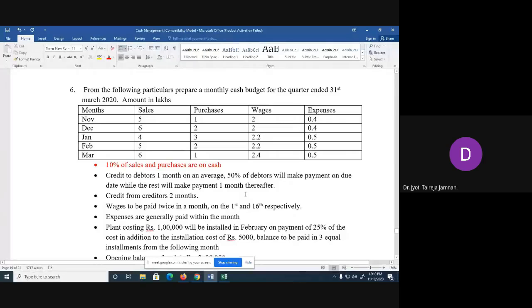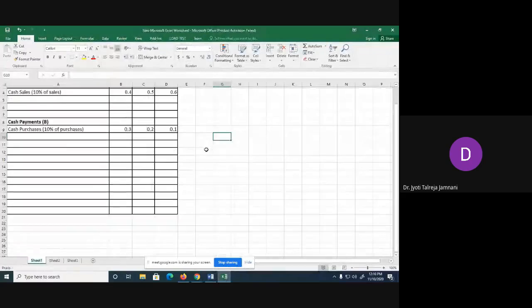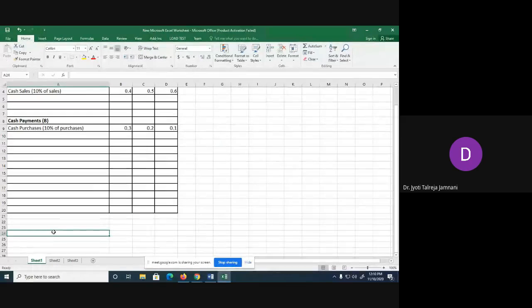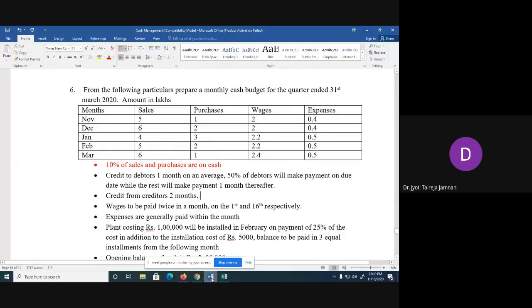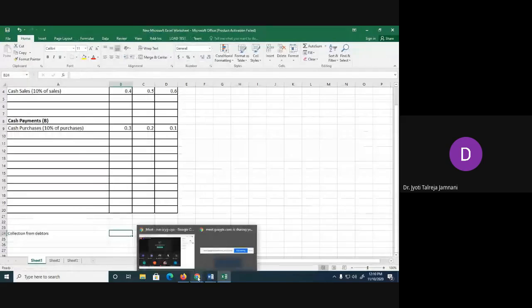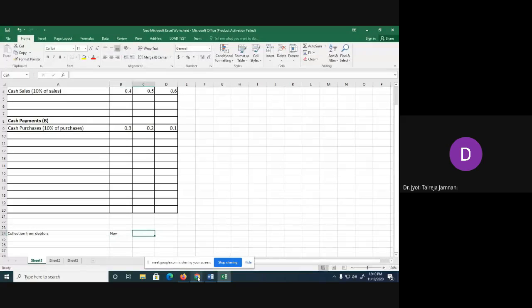So when, later, and how it should be paid, that is what we have to do. So we will prepare a working note for collection from debtors first here below. And in the working note, we'll take all the months. So it is from November to March. So November, December, Jan, Feb, and March.